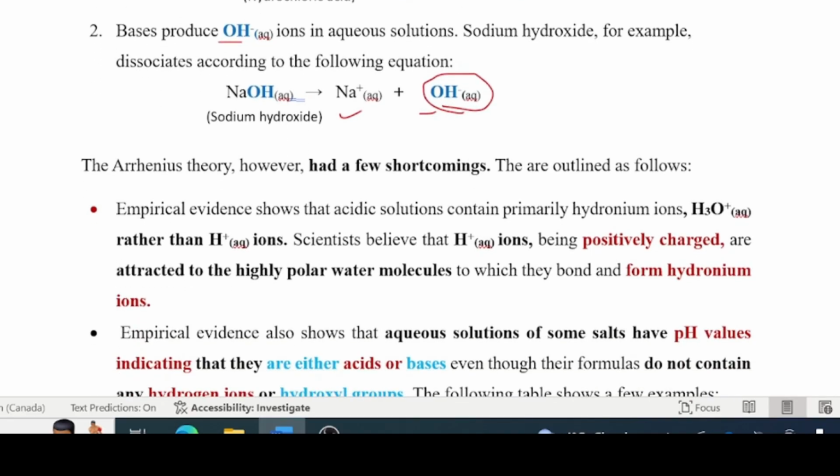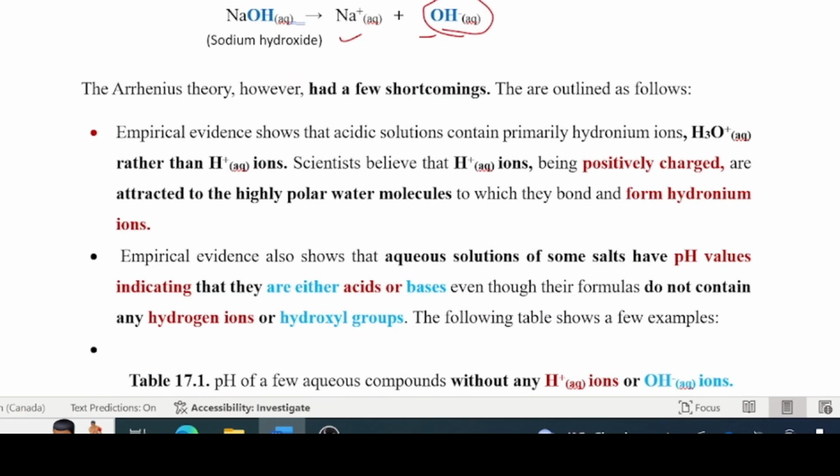A few shortcomings for this theory are outlined as follows. Empirical evidence shows that acidic solutions contain primarily hydronium ions rather than H plus ions. Of course, we talked about this when we did bonding. We said that these guys don't stay by themselves. They will team up with water molecules to form the hydronium ion.